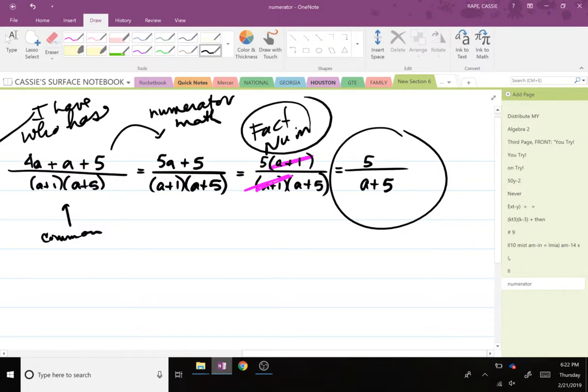And I know it's tempting to want to cancel those 5s, but I need you to remember that binomials have implied parentheses around them. You can't cancel out of addition. You can only cancel all of addition. It's all or nothing. So if there was another a plus 5, you can cancel, but just plain old 5, no sir. So that's the answer, 5 over a plus 5.